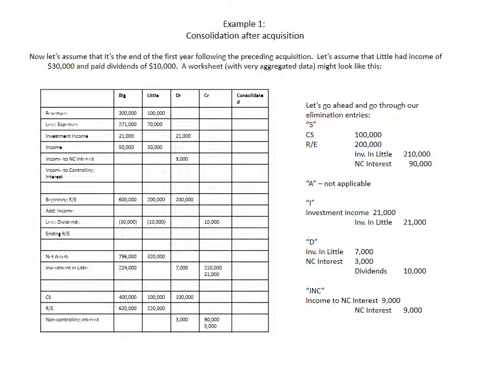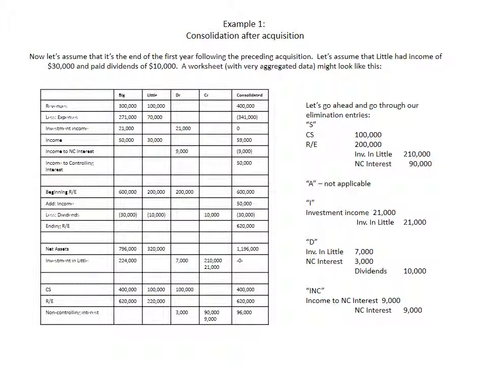So once we post everything to the worksheet, now we come to adding across all of the appropriate rows. And just like we did before, we add across the revenues. 300,000 for big plus 100,000 for little with no adjustments is 400,000. Expenses we add across. 271 plus 70 is 341 with no adjustments. The investment income gets closed out to zero like it always does. When we get to a subtotal like income, we no longer add across that row, we work our way down the consolidated column. So consolidated revenues, 400,000, less consolidated expenses, 341,000, gives us income of 59,000.